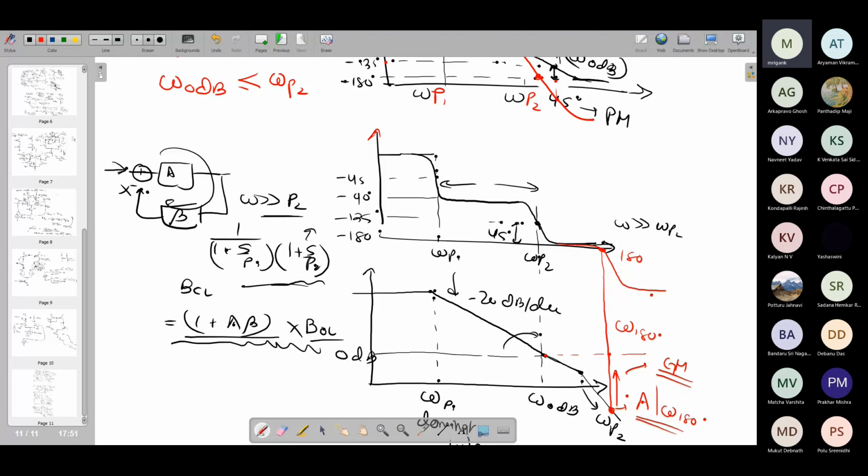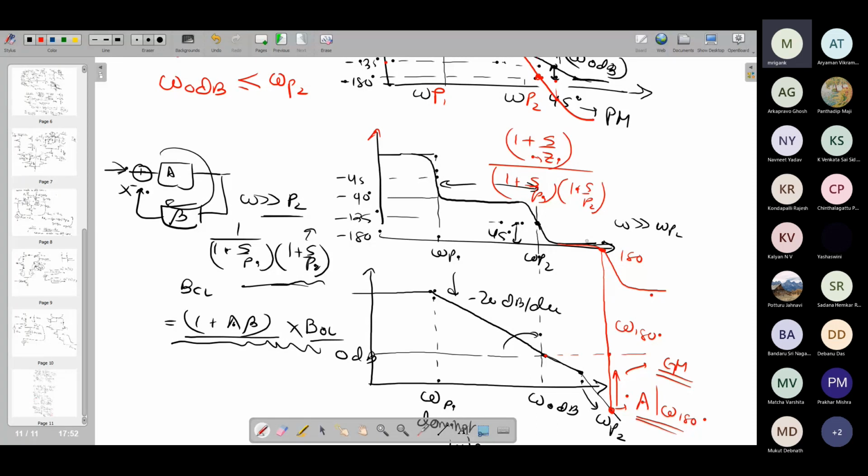So suppose you have 1 plus s upon z1 in the numerator, and then you have 1 plus s upon p1 and 1 plus s upon p2. Now it depends upon how close z1 is with respect to p2. If z1 is much higher, and by that time the phase response is already very close to 180 degrees, what will z1 do? At omega much higher than z1, this term is going to contribute another 90 degrees. So phase may again go back to 90 degrees, and the gain slope will also reduce.